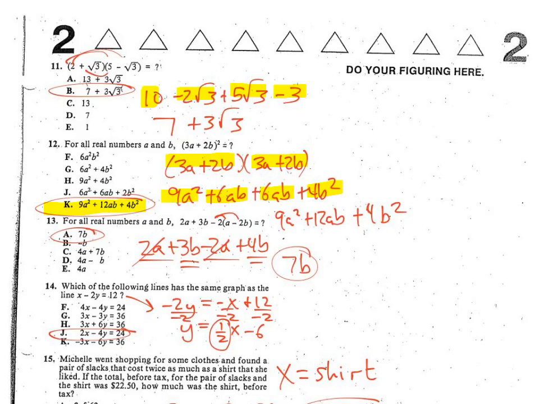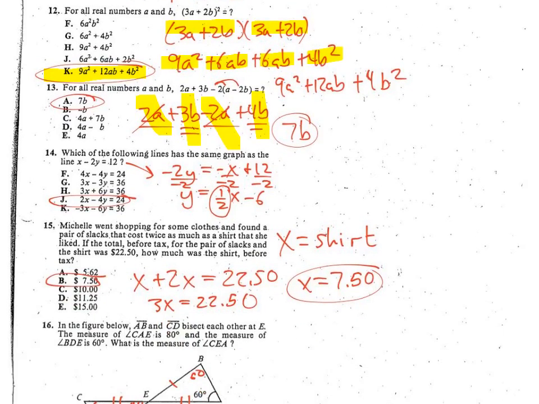For problem 13, all I have to do is distribute the negative 2 to both the a and the negative 2b. So negative 2 times a gets us the negative 2a, and negative 2 times negative 2b gets us 4b. Then after looking at that, we can see that 2a and negative 2a cancel, and 3b and 4b combine to make 7b.